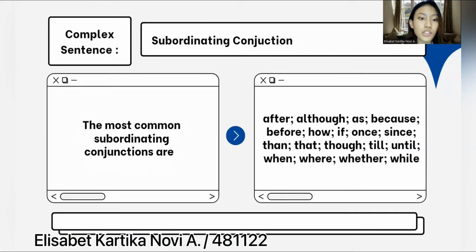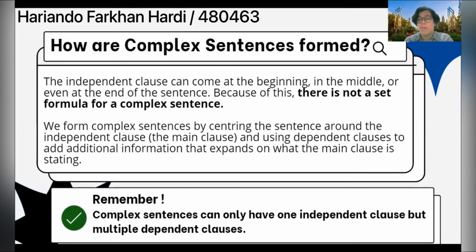These are the most common subordinating conjunctions used in complex sentences. There are after, although, as, because, before, how, if, once, since, then, that, though, till, until, when, where, whether, and while.